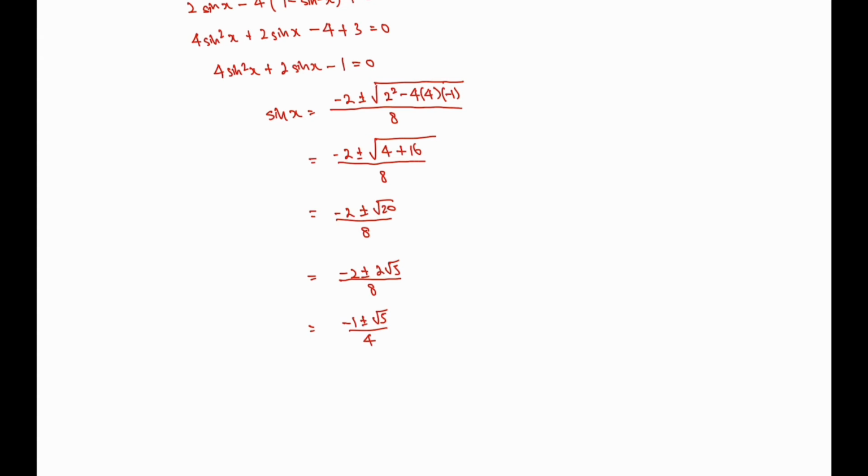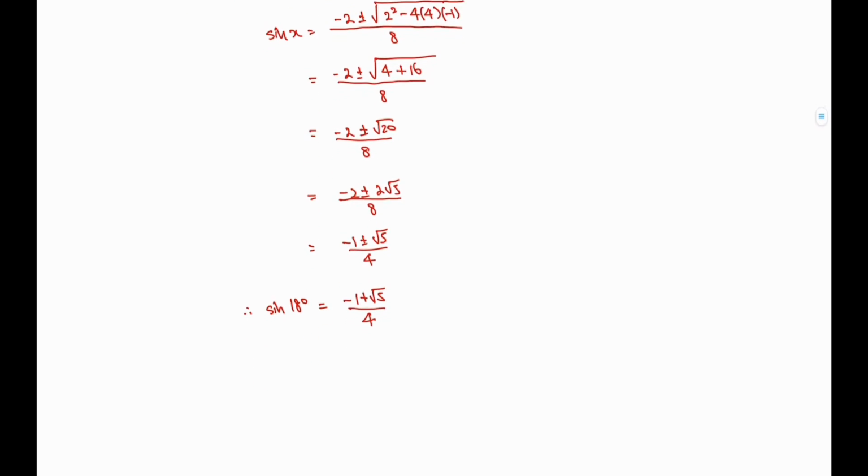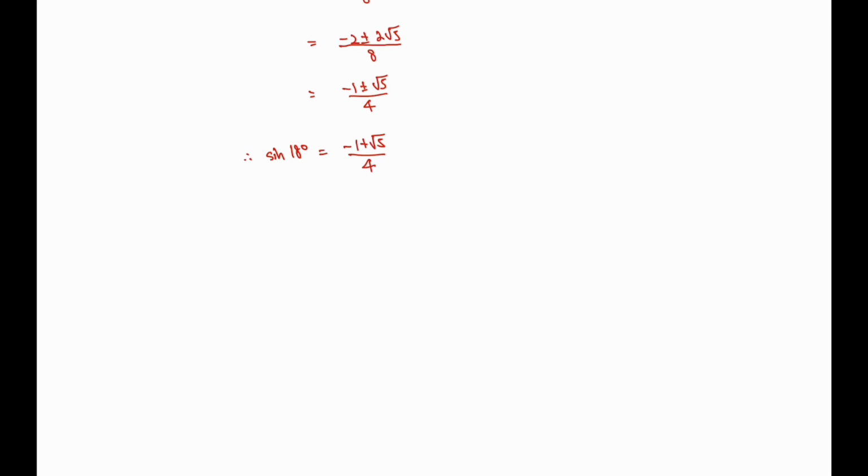Now, because x is 18 degrees, that means sine of 18 is a positive number because 18 degrees is in the first quadrant. And so, therefore, we know the exact value of sine of 18 degrees. That's equal to minus 1 plus, taking the positive value, square root 5 over 4. Now, we can use the double angle formula for cosine to work out cos of 36, and then use the Pythagorean identity to work out sine of 36.